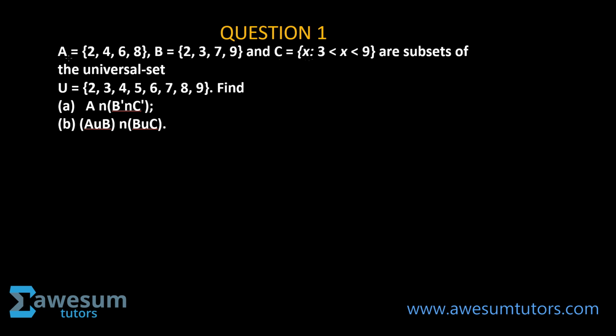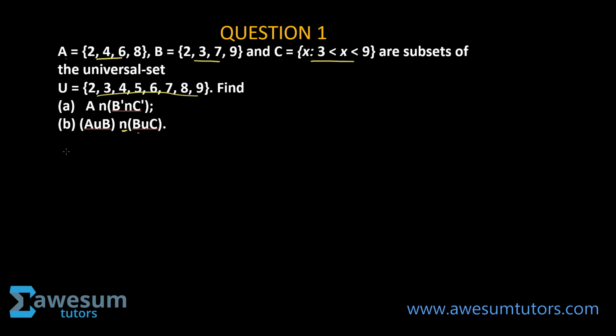In this question, you have been given set A to have these elements, set B have this element, and set C you have been given to have this element in terms of algebraic expression. It says they are subsets of the universal set, this is your universal set: 2 3 4 5 6 7 8 9. The first question says to find A intersection B complement intersection C complement, and the B part says A union B intersection B union C.